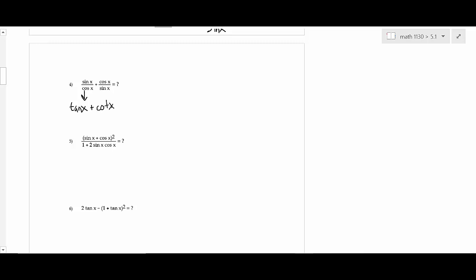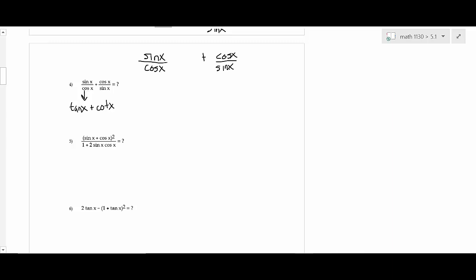Okay, that would be one approach. I think that you could probably make it a little simpler than that, though. So what I'm going to have you do is this. We're going to get a common denominator, and we're going to take it this direction. So what would be the common denominator on this problem?